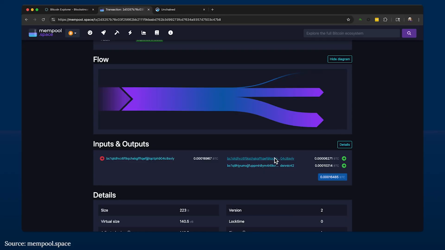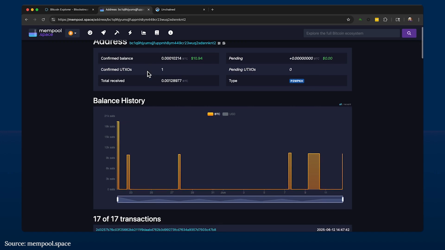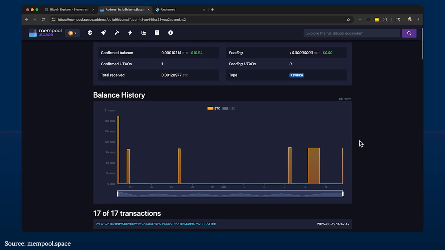Also, if you have an address, for example, one of these addresses, you could click on it. You can see a lot more information about the address. For example, the confirmed balance, how much Bitcoin this address is currently holding. You can also see the total transaction history, all of the transactions that this address has ever been a part of. So it shows us a history for this address. It's been involved with several transactions in the past.